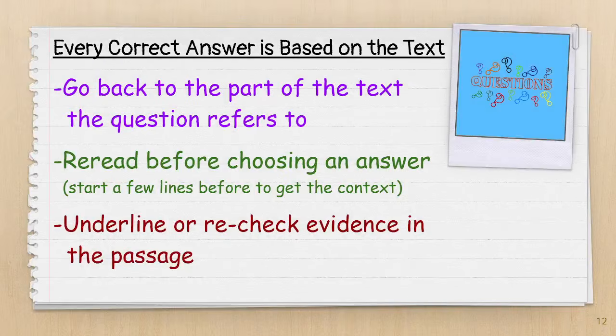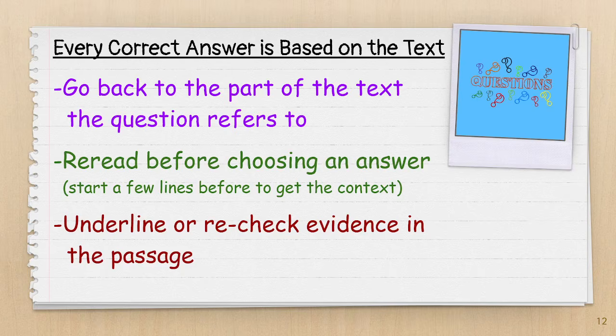Now, every correct answer, of course, is based on the text. You might not be able to find it in the text because it might be inferential, but it does relate to the text. So you want to go back to the part of the text that the question is referring to. Don't try to do it from memory, as I see many students do. Oh, I remember that part of the story, and they feel like they don't have to go back. You do want to go back. I do think that the test is testing to see if you go back sometimes as well. So reread before choosing an answer.